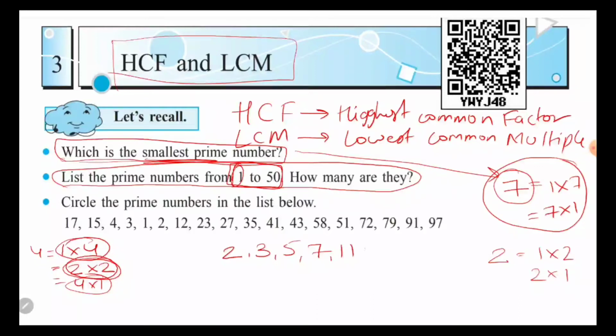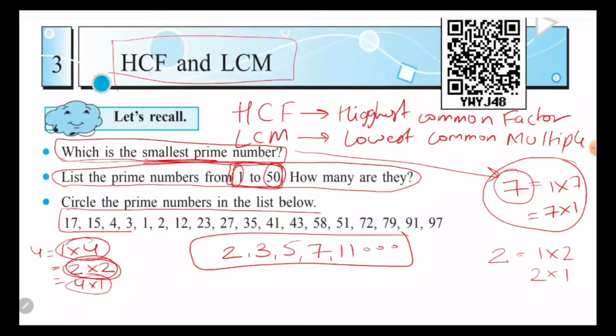Okay, so like this you have to write till 50. This is your first homework. Now next, circle the prime numbers in the list given below. Okay, these are the numbers given to us. We have to now see whether these numbers come in any table or not, whether they are prime or not.